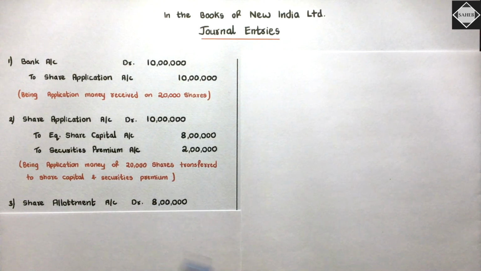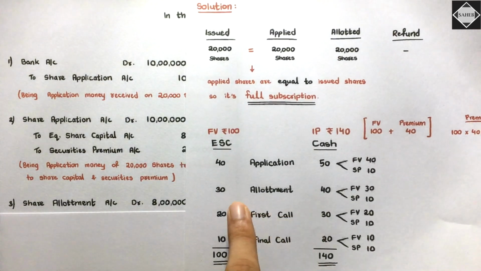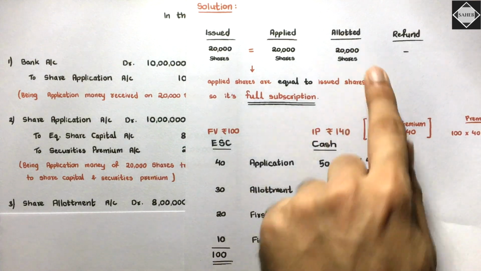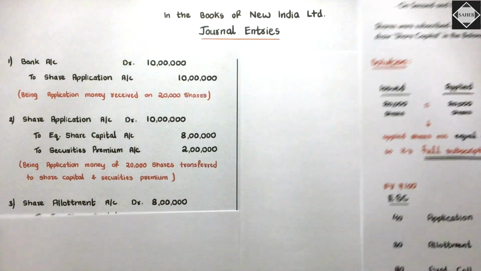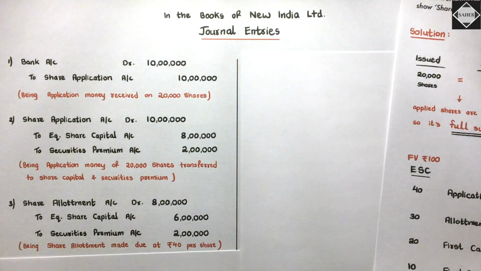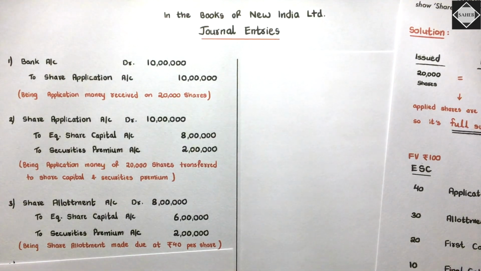No. All of this will not go in capital. How much will go in capital? Only face value will go in capital, right? 30 rupees will go in capital. So 20,000 into 30, that is 6 lakhs. So 6 lakh will go in capital and the extra will go in securities premium. The balancing figure will go in securities premium.